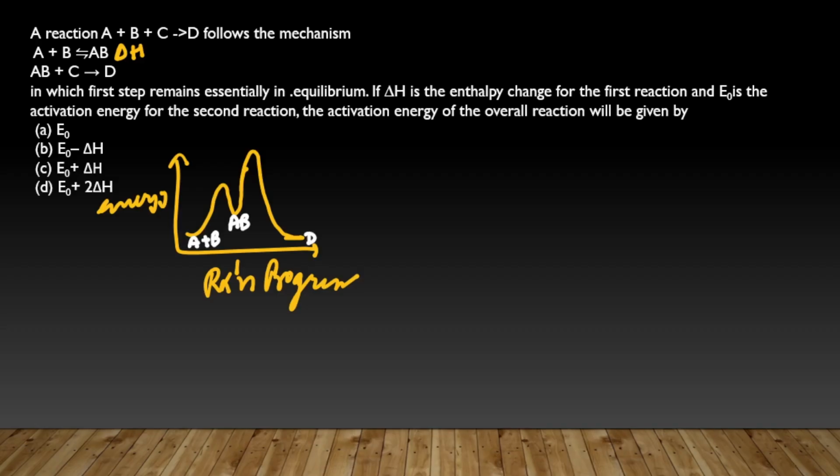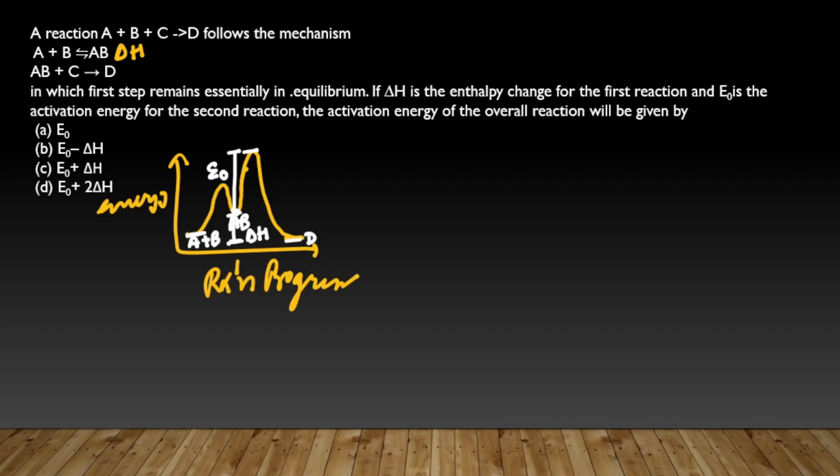So in the first case it is given that for the first step the enthalpy change, delta H, is given to us. And for the second step, the activation energy, this is the activation energy from this side to this side. This is the total energy that is required to complete the reaction. So the overall activation energy required for this whole process will be the sum of these two, because from here we are reaching this product D.